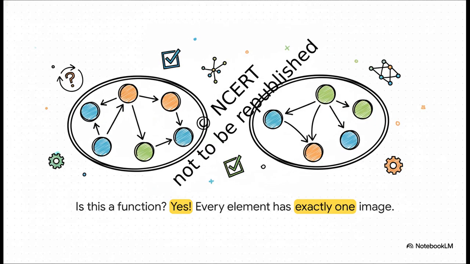Okay, now let's look at a good one. Let's see if this one follows the rules. Let's go through our checklist. Rule number 1 is everyone on the left side playing the game. Let's see. 1, 2, 3, 4, 5. Yep, they all have an arrow coming out. No one's left out. Good. Now, rule number 2 is anyone two timing. Does any number have more than one arrow leaving it? Nope. Each number is pointing to exactly one partner. So, both rules are satisfied, which means this relation is a function.